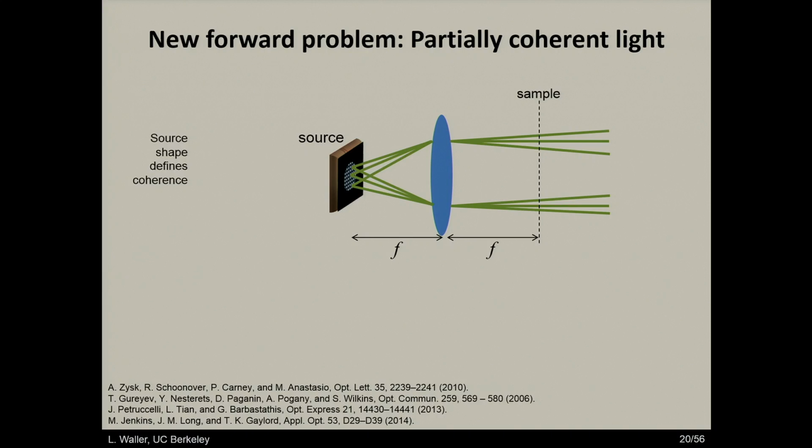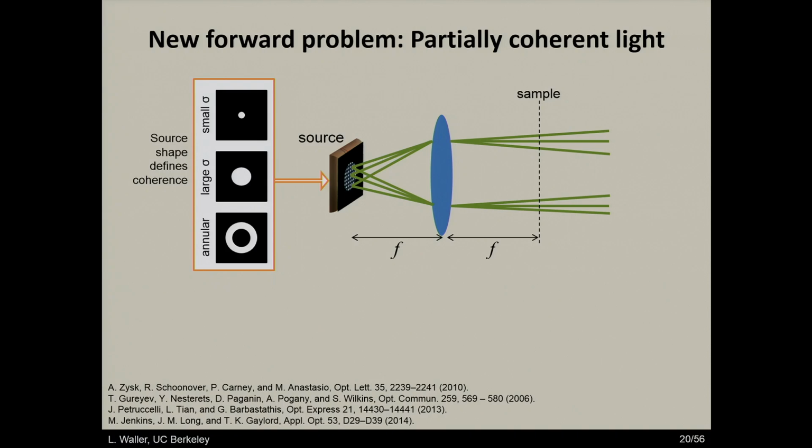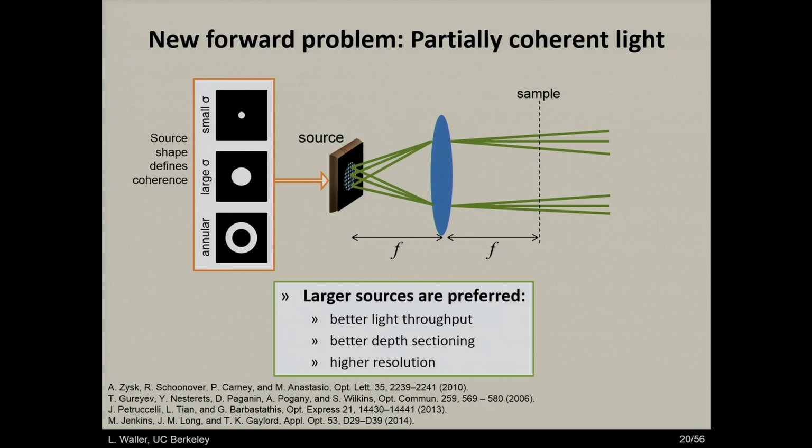So the idea of partial coherence is the shape of your source, and it's basically the illumination angle. People want to use a larger source for more light throughput and depth discrimination, which can be a good thing if you want to cut out everything that's not in the focus plane. You also get higher resolution when you use partially coherent light. I'll explain why. We want to model this.